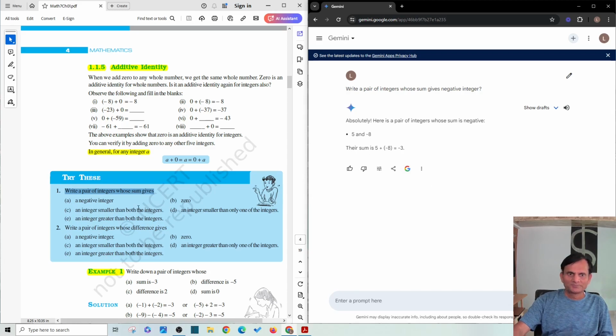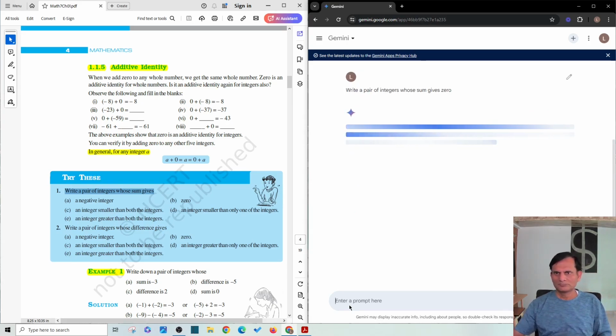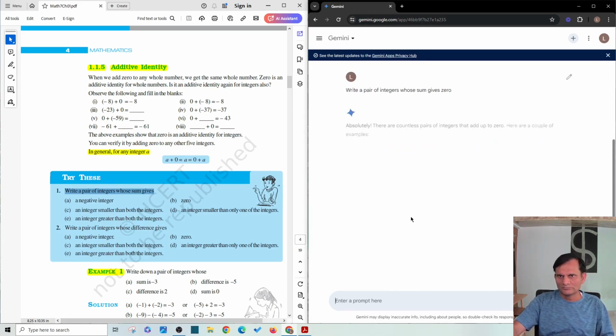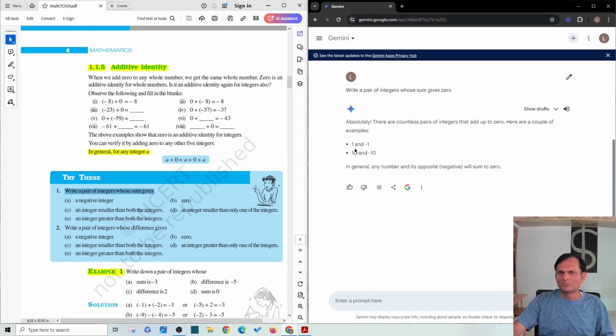Then again, let us try the second one. Write a pair of integers whose sum gives 0. See, this is giving the correct answer. So 1 and minus 1, if we add, we get 0. 10 and minus 10, when we add, we get 0.